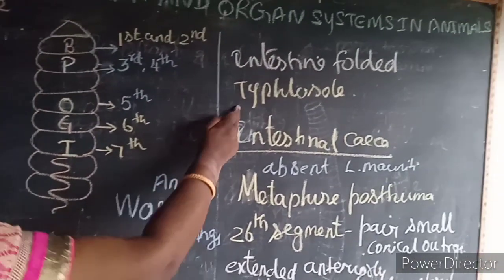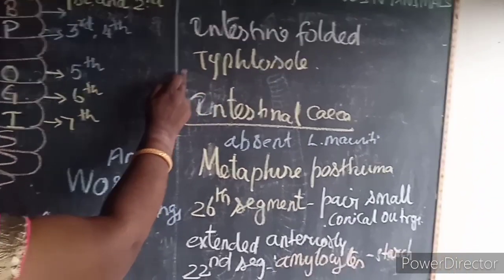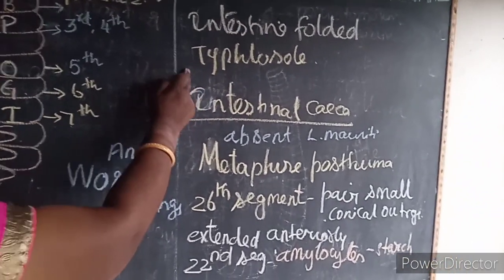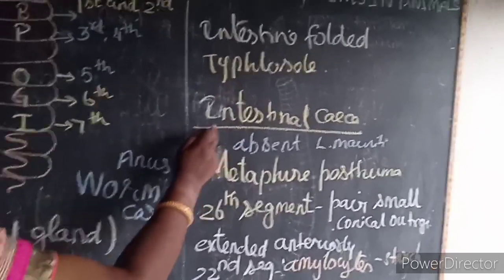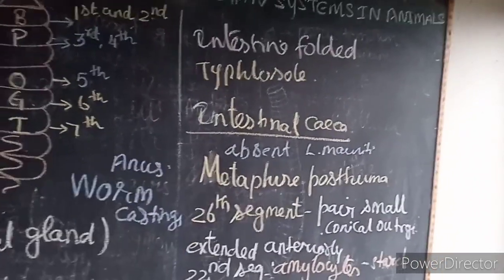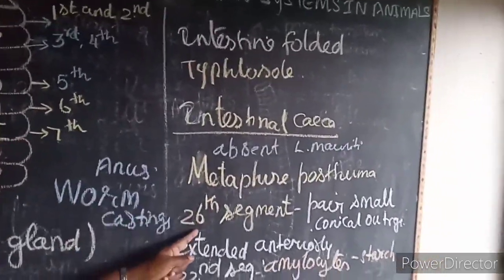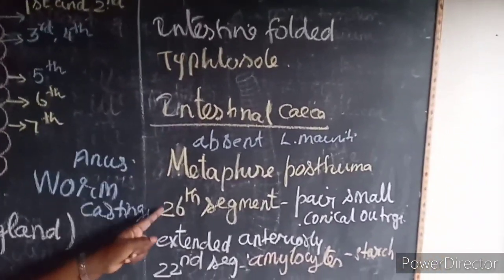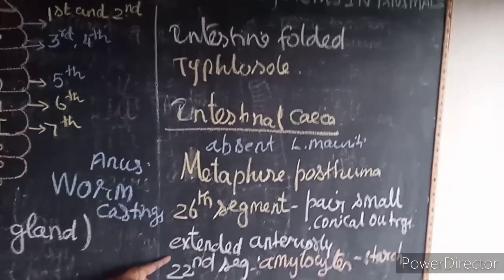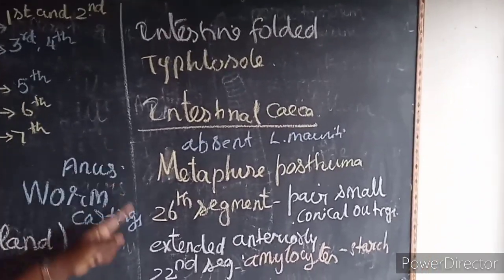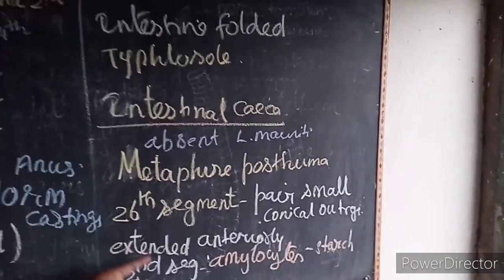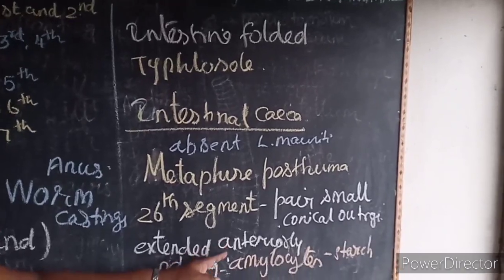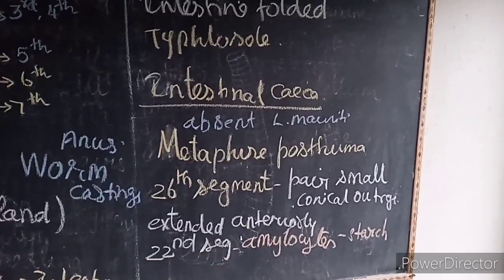What is a typhlosole? The folded intestine in the earthworm is known as typhlosole. Then what is the intestinal caecum? In Metaphire posthuma, from the 26th segment onwards, there is a pair of small conical outgrowths extending anteriorly up to the 22nd segment. It secretes amylase, which helps in the digestion of starch.